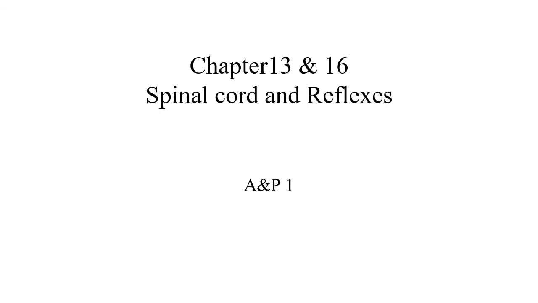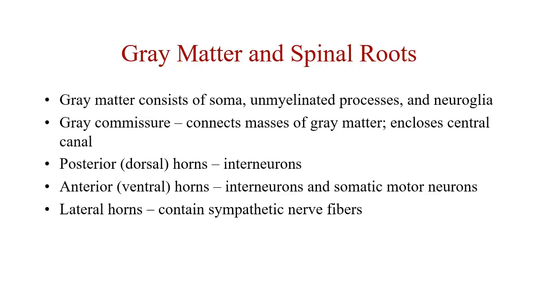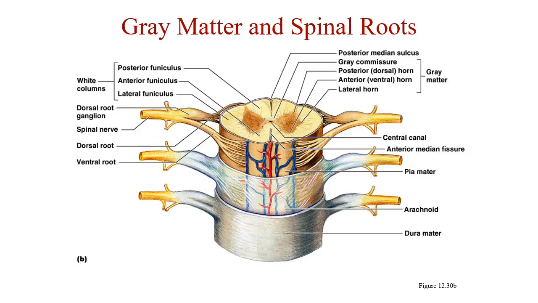Take a look at the spinal cord and associated reflexes. So just a quick review of the spinal cord anatomy. We have the spinal cord divided up into gray and white matter. And so the white matter being on the outside, the gray matter being on the inside of the cord.